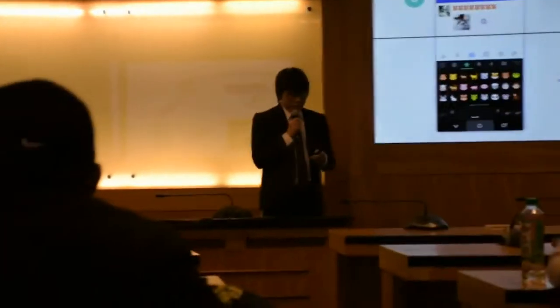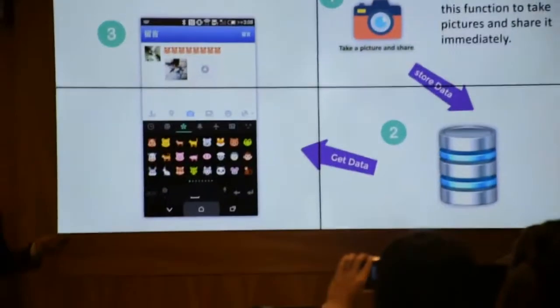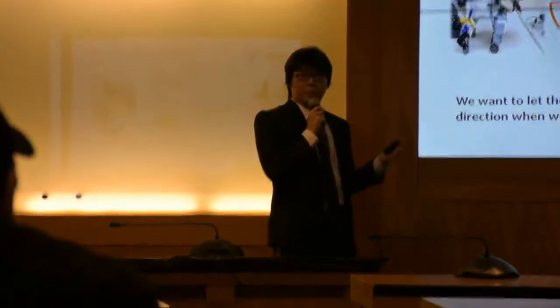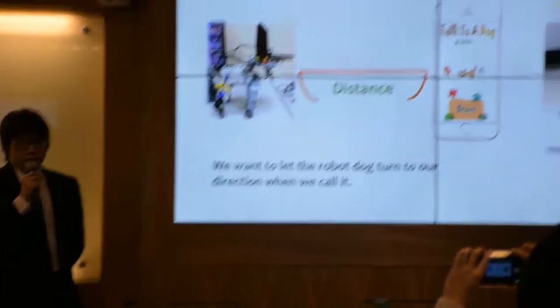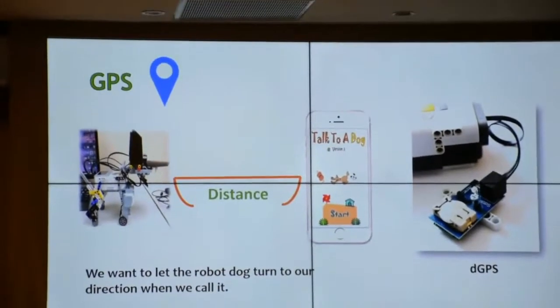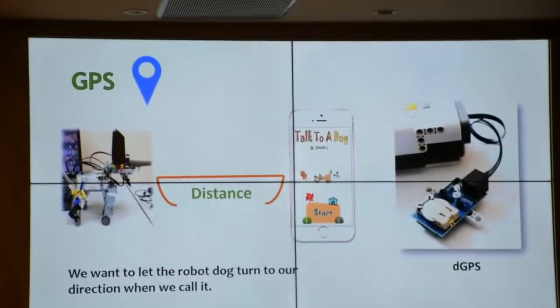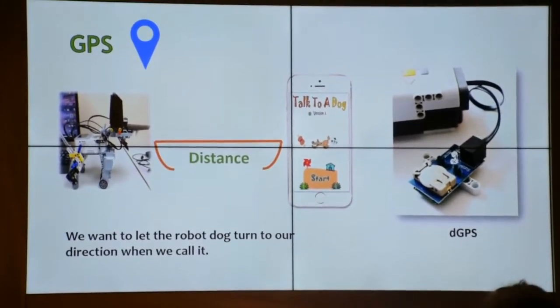Okay, now moving on to the next one. I want to explain our new addition again in our Talk to a Dog feature, which is GPS. So what is this GPS? This GPS gives the robot dog a sensor to detect the distance to your cell phone, which has the Talk to a Dog feature.